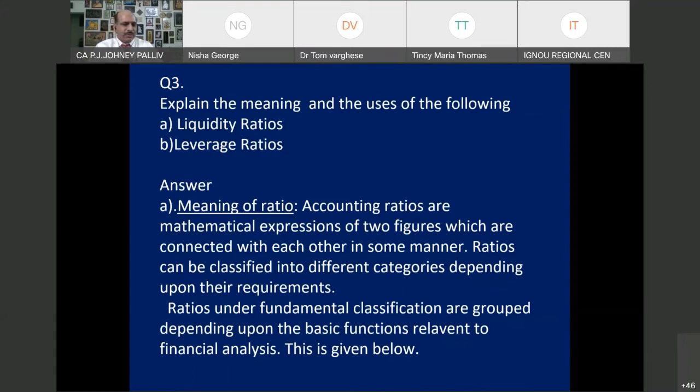Try now to mark attendance. Attendance, I hope Tom sir can do it. I don't know how to mark the attendance at this point of time. Yes.